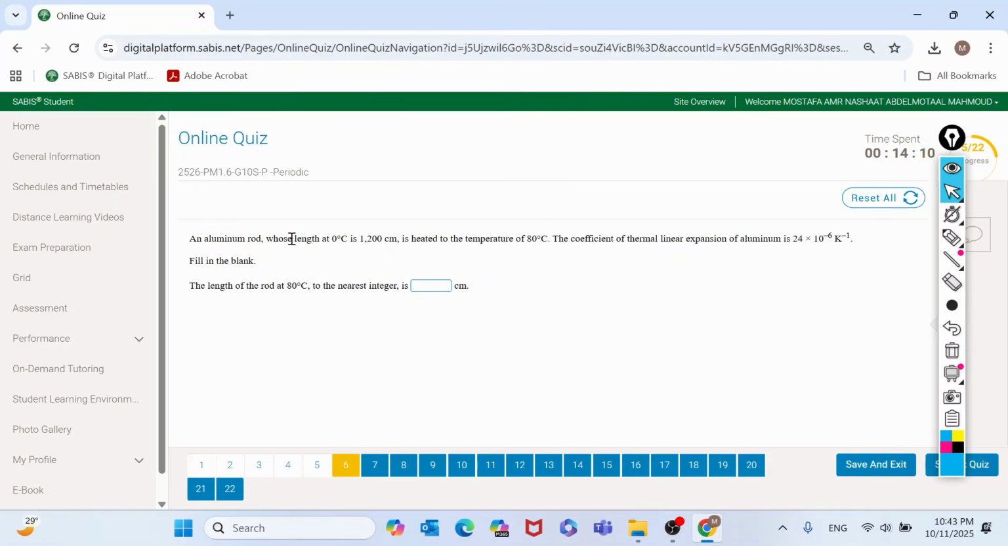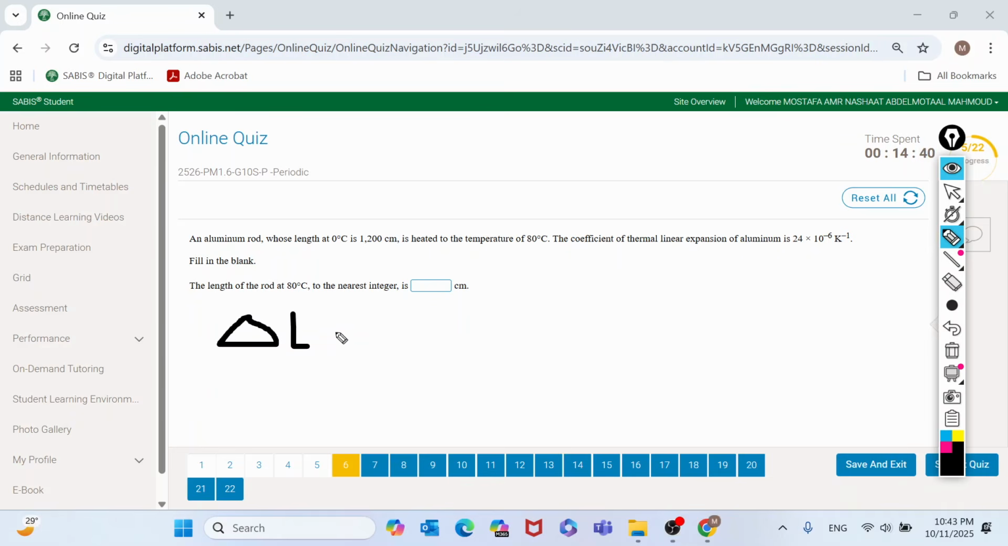An aluminum rod whose length at 0 degrees is 1200 centimeters is heated to the temperature of 80 degrees Celsius. The coefficient of linear expansion of aluminum is 24 times 10 to the power of negative 6. Okay, so there's a formula for this one. Don't worry guys, in this whole quiz there's only 2 formulas. This is one of them. It's delta L.